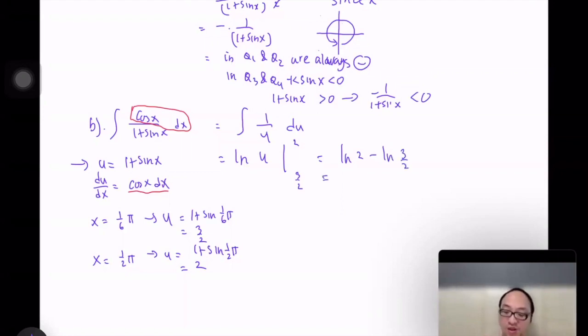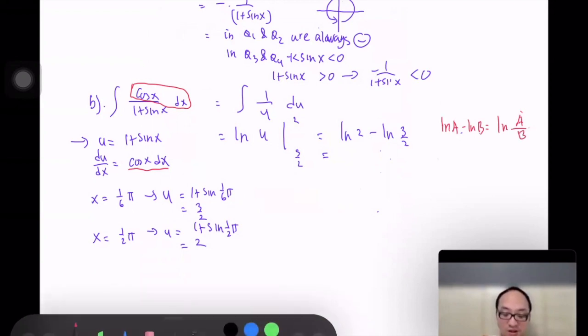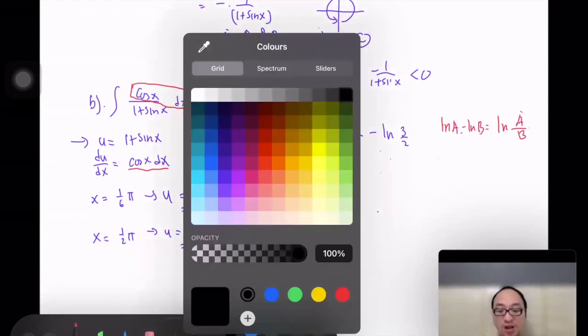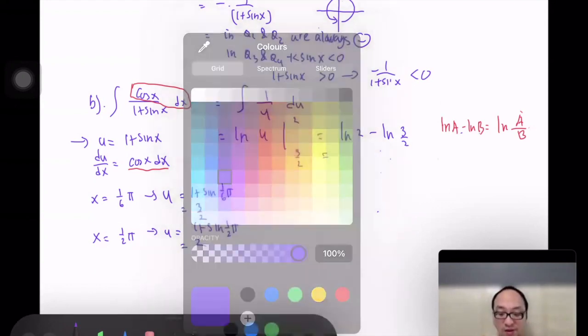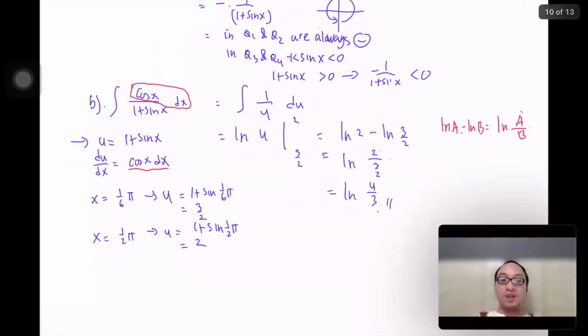Can we simplify? We can use this formula: ln A minus ln B equals ln (A over B). So we have ln of 2 over 3/2, which equals ln 4/3. This is the final answer.